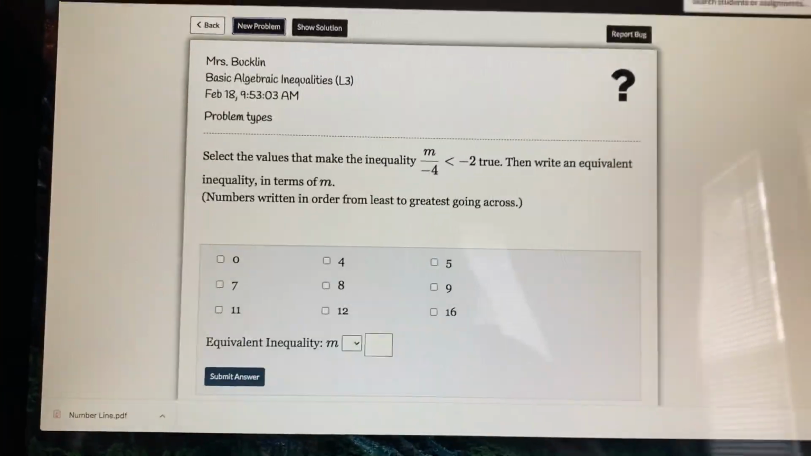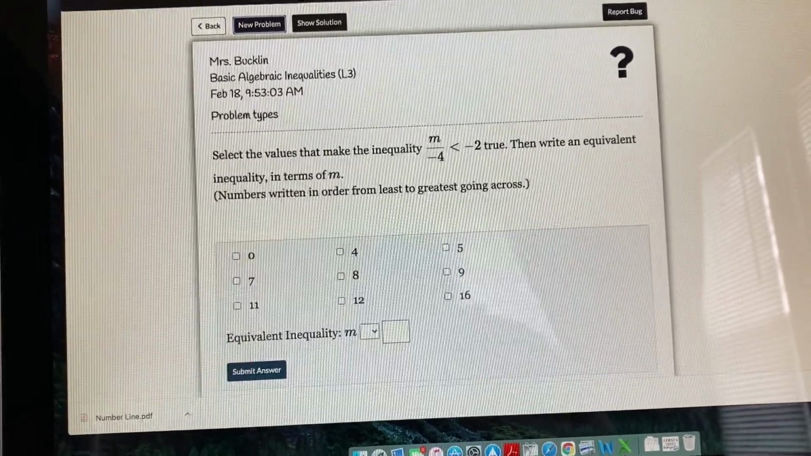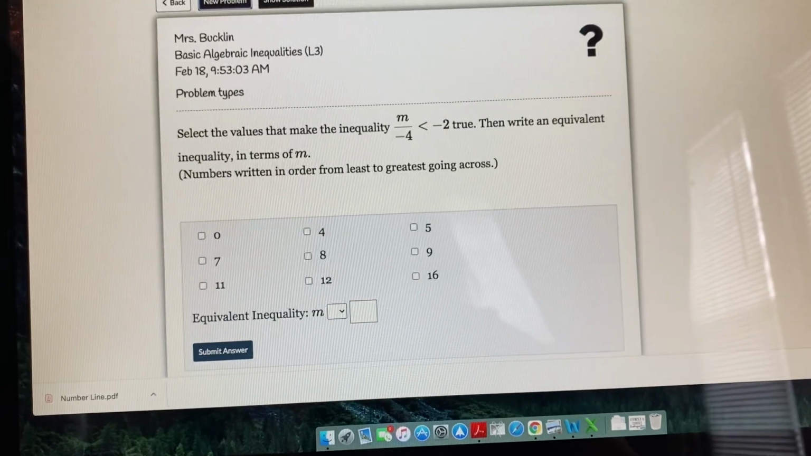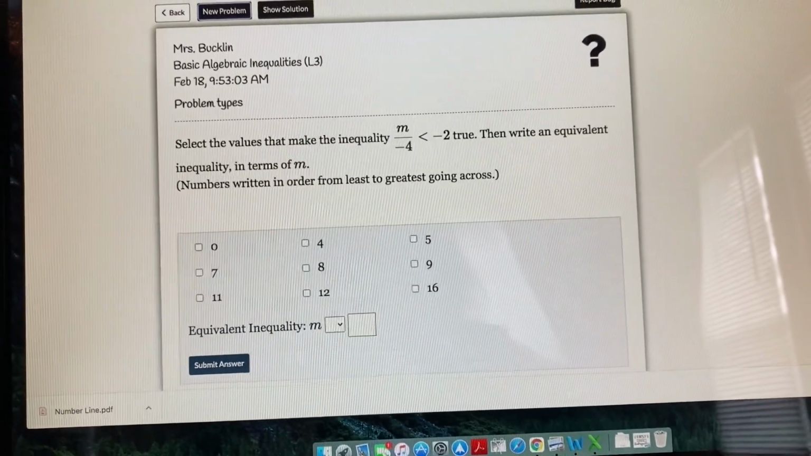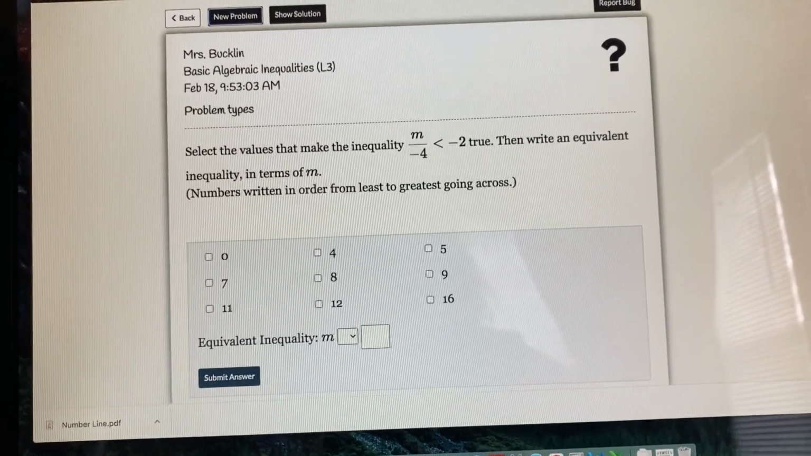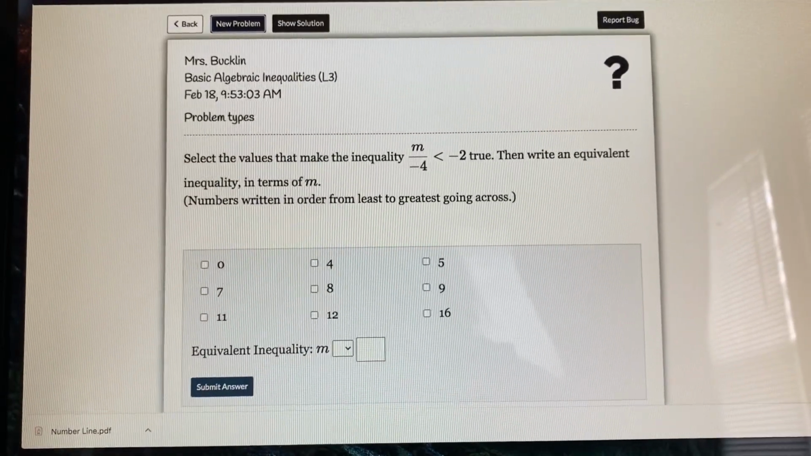Hey, I'm going to go over your Delta Math assignment for E-Day number 3. This will be solving inequalities. You actually have 2 assignments, but both of them only require you to get 5 correct answers. So you're only going to have to do 10 correct answers total, but you do have to do both assignments. I know that's a little bit confusing, but it is what it is.